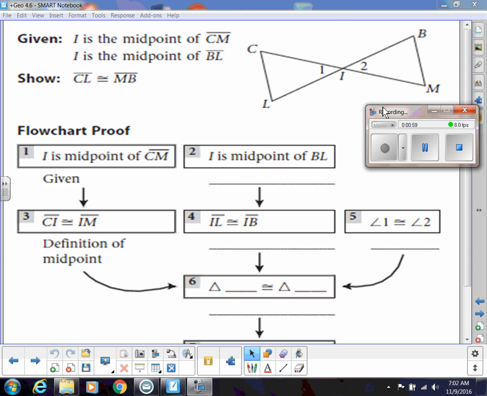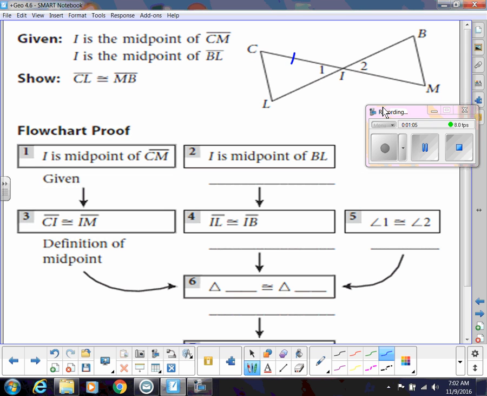So here we're given I is the midpoint of CM. So think about how you're going to mark that in your diagram. I is the midpoint of CM. That means that CI and IM are congruent. I is also the midpoint of BL, so IL and IB are also congruent. We see that angles 1 and 2 are vertical angles, so those would be congruent. So it looks like we're going to be using SAS to show that these triangles are congruent.